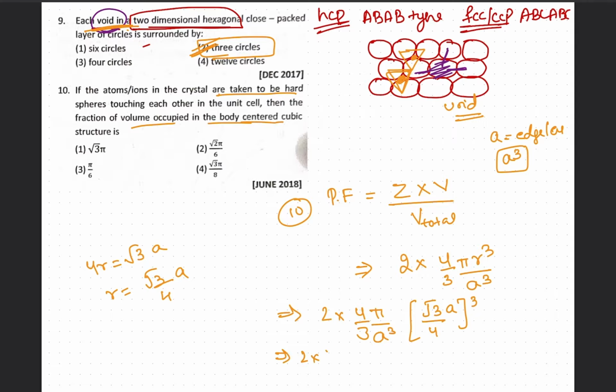Now if we solve this, pi a cube root 3 into 3, over 4 into 4 into 4 a cube, this will cancel out, 3 3 4 4, so this will be root 3/8 pi. So the correct answer will be 4. So actually the packing fraction is the volume which is actually occupied by the atoms over the total volume. Okay.